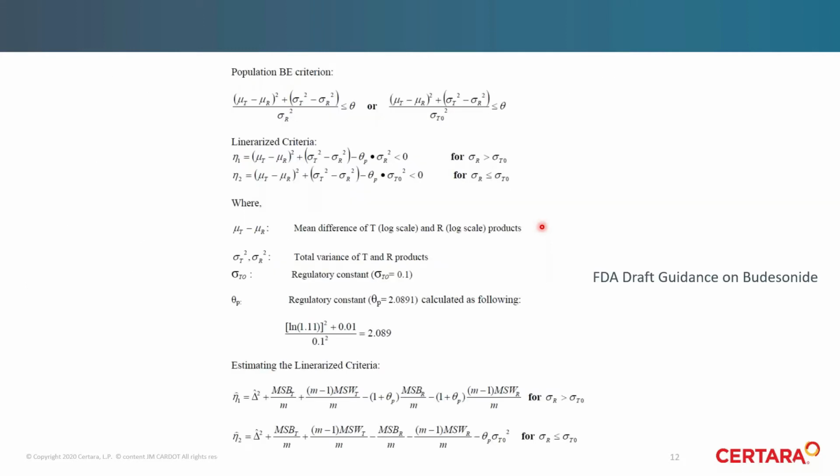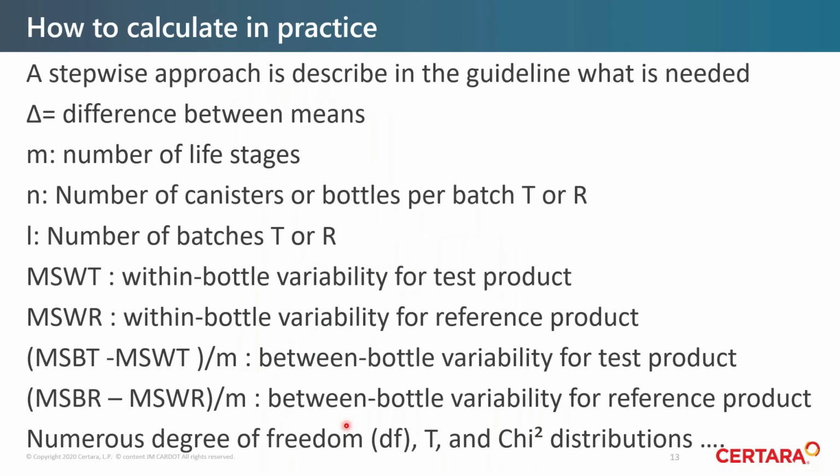So what is said? What we have here in the draft guidance for budesonide is this type of formula. You can see that it is something which seems not to be so easy to calculate. But later on, we have also other things which are in this guideline. And what we need in practice to calculate everything, it's first of all a stepwise approach with these parameters.